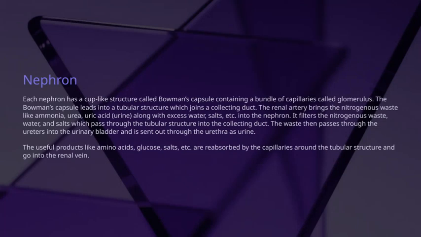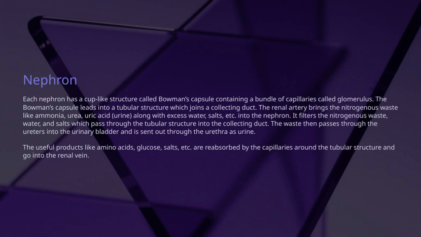Now, let's talk about how the useful products in our urine are reabsorbed. After the filtration process, amino acids, glucose, salts, and other valuable substances are reabsorbed by the capillaries surrounding the tubular structure. These reabsorbed nutrients then enter the renal vein, which carries them back into the bloodstream, ensuring our body retains what it needs. Each nephron, the functional unit of the kidney, has a cup-like structure called Bowman's capsule.